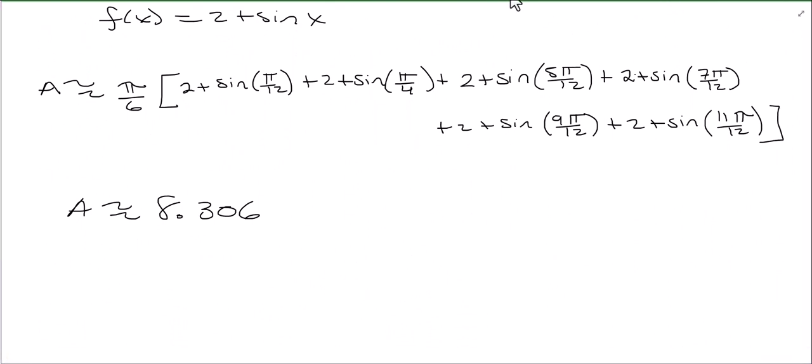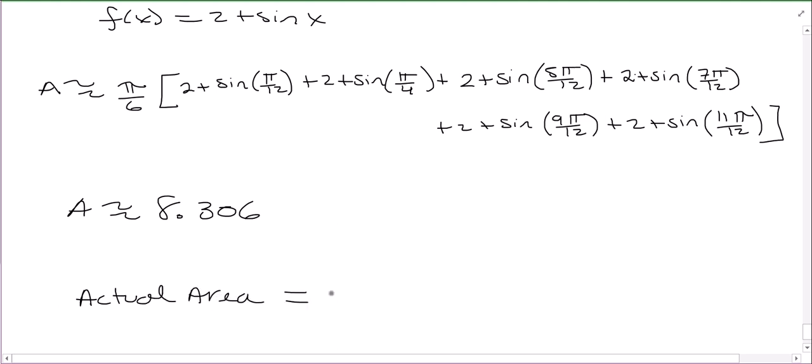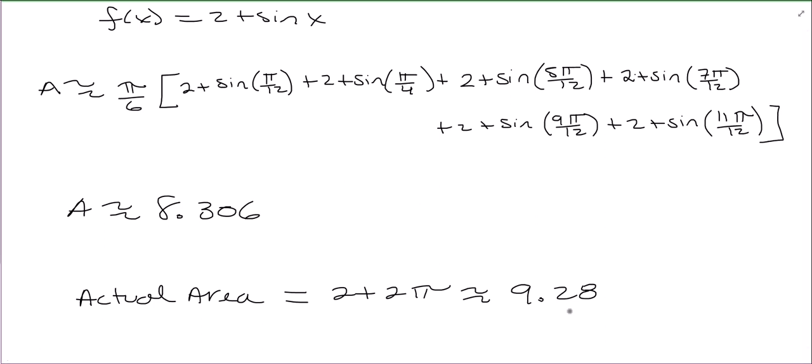You will be able to do this later, but the actual area is 2 plus 2 pi, which ends up being 9.28. So now keep in mind here, we're only using 6 rectangles. If I use 8 rectangles, that would already put me closer to the 9.28, the actual area. If I use 12 rectangles, even closer. So what we're working towards here is that the more rectangles you have, the better approximation you get, the closer to the area we're going to get.